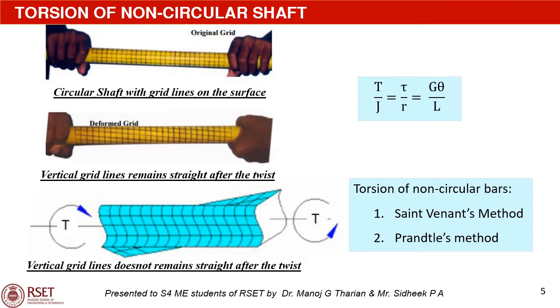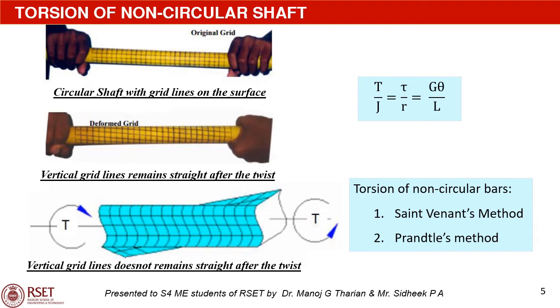In the case of a circular shaft which is subjected to a torque, we can use the torsion formula T by J is equal to tau by R is equal to G theta by L to find out the shear stress tau for any radius R, or to find out the angle of twist theta for any length L. This formula cannot be applied in the case of a non-circular shaft.